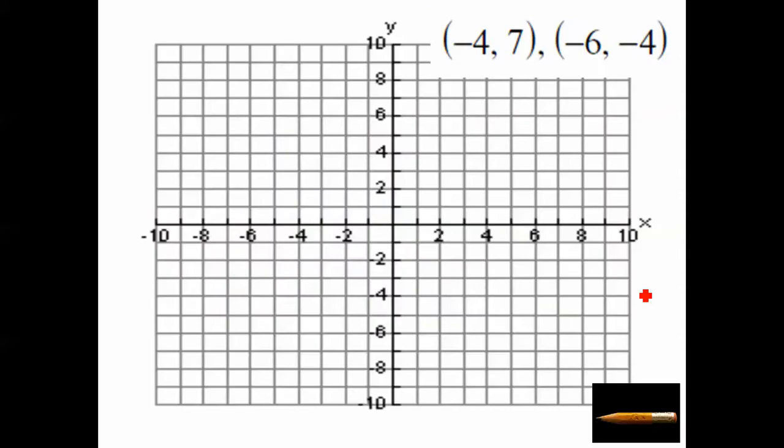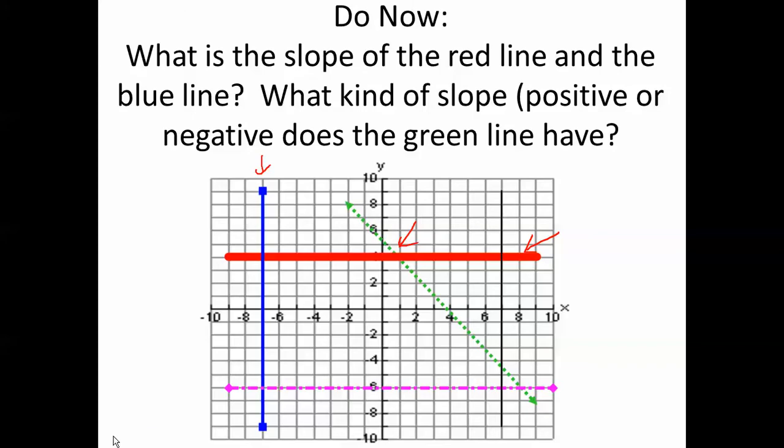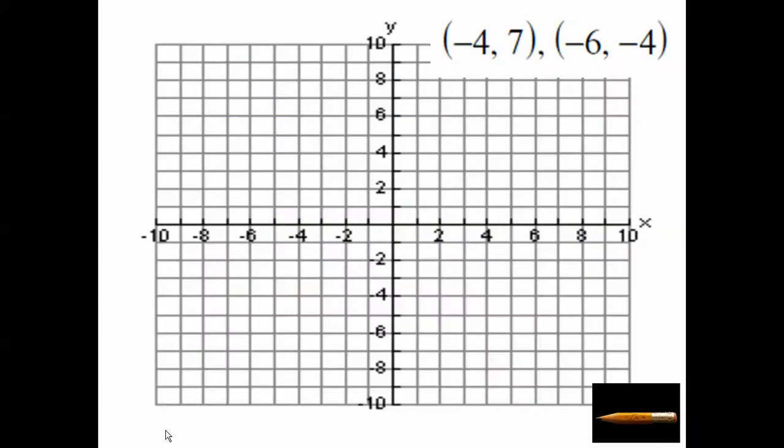Okay. Now the other thing we can do is graph these 2 points and then construct a right triangle. So we've got -4, 7 right here, and then we've got -6, -4. So what I can do is construct this right triangle. Okay, here's my right angle. And then this is the hypotenuse, and that's the one I want to find the length of.